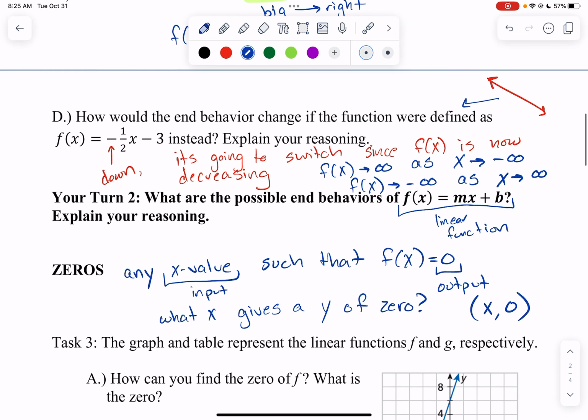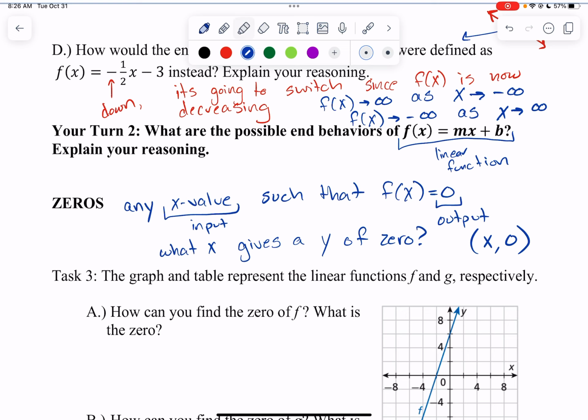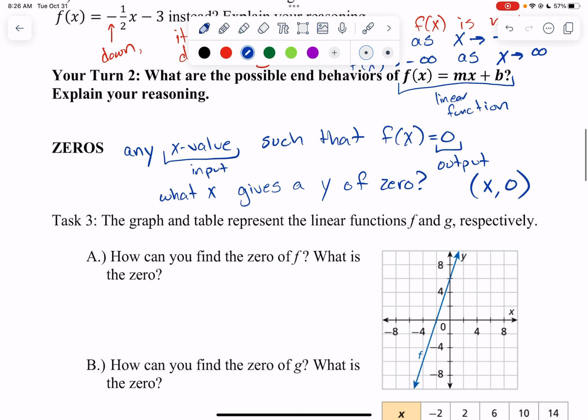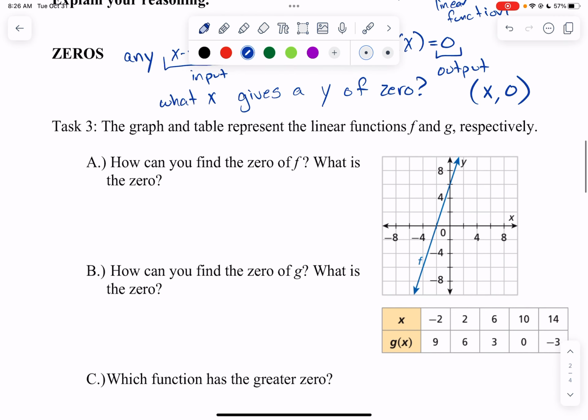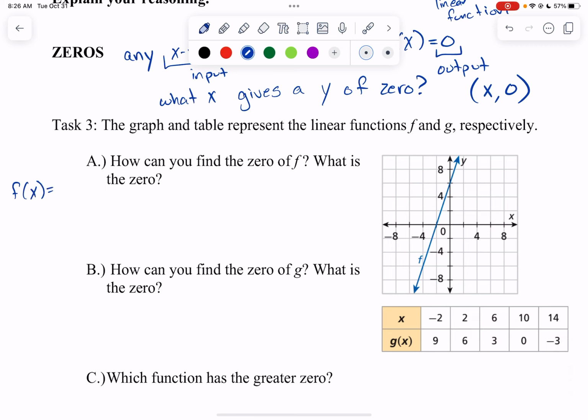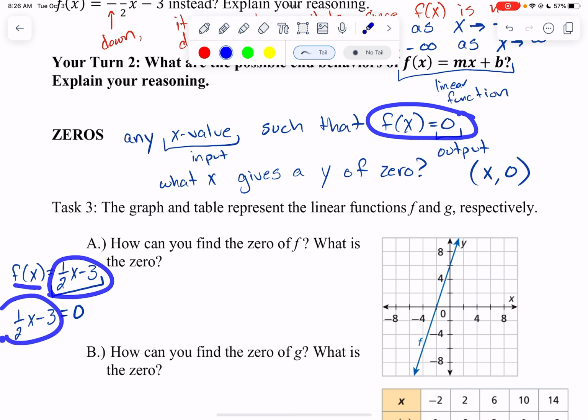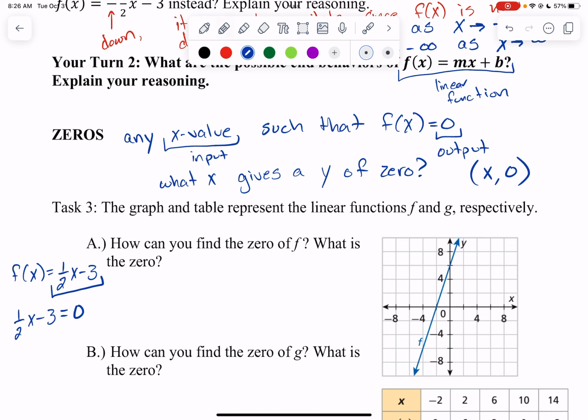If you're given a function equation, for example, if I'm given it as a function value, like 1/2 x minus 3, and I want to find the zeros, I take this function rule, 1/2 x minus 3, and I want to know what x makes this function equal to 0. Because I want to take f of x and set it equal to 0. And we solve from there.